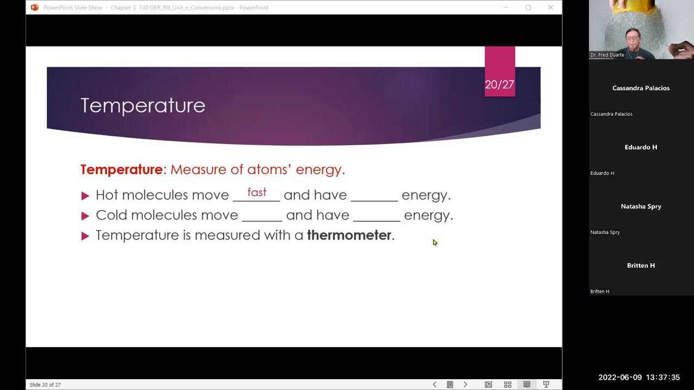Remember that there are two types of movement of molecules. There's internal movement, in which the atoms within the molecule, the bonds, are moving back and forth. And then there's, I want to say, external movement, relative movement to other molecules.